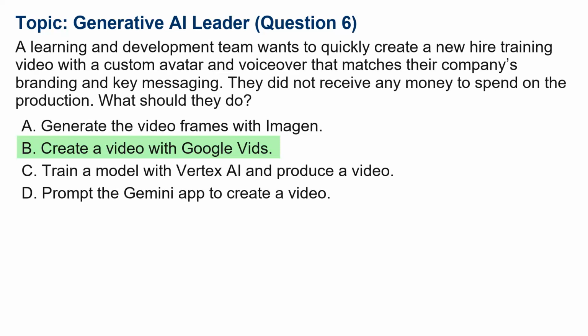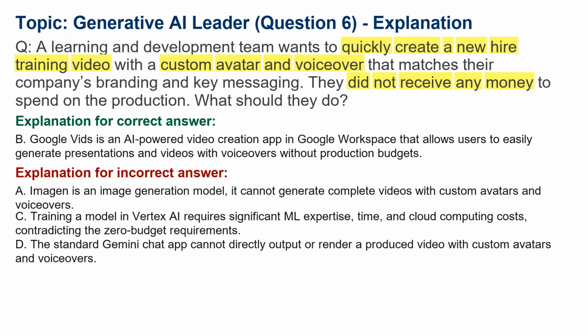The correct answer is B. Create a video with Google Vids. To arrive at the correct answer, we focus on the keywords: quickly create a new hire training video, custom avatar and voiceover, did not receive any money. Why is this correct? B. Google Vids is an AI-powered video creation app in Google Workspace that allows users to easily generate presentations and videos with voiceovers without production budgets.